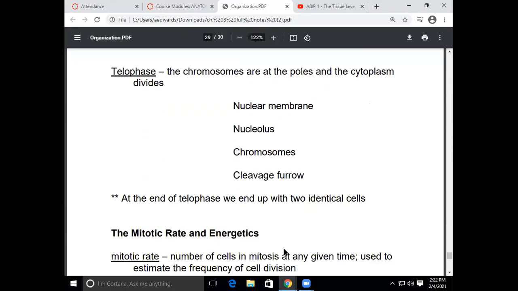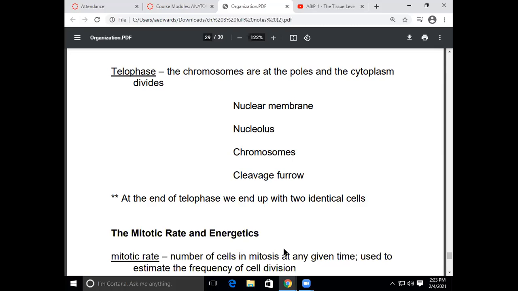All right, then we get to telophase, and telophase is kind of like the reverse of prophase. Your chromosomes are at the poles or the sides of the cell. Remember we said cytokinesis tends to happen at the same time, so that's when your cytoplasm starts dividing. Your nuclear membrane starts to reform, so you start seeing it again. Nucleolus starts to reform, you can see it again. Chromosomes are not condensed, so they're harder to see. The DNA is more spread out within the nucleus.